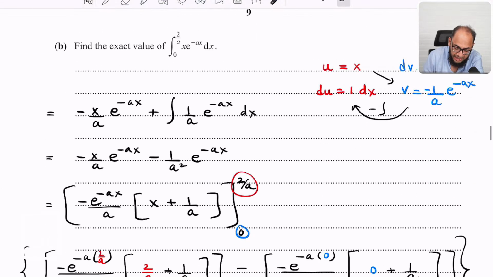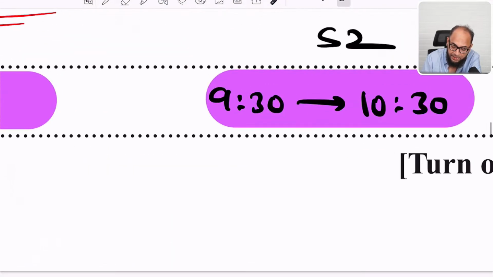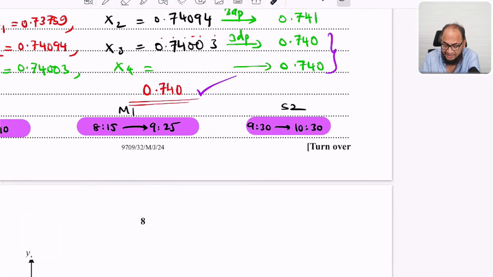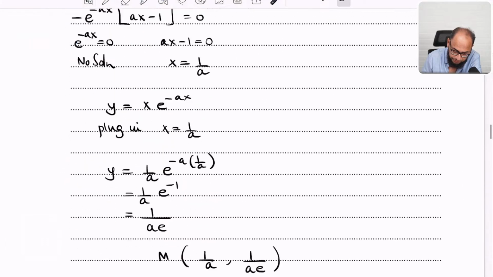The next part. Find the exact value of this integral. Really need this for S2. I have an S2 exam tomorrow. Don't worry, people. Let me tell you again. There is the S2 paper, that's 9:30 Pakistan Standard Time. So don't worry. All your worries are taken care of. We have a full marathon. It's P3 M1 S2. We are on P3 right now.